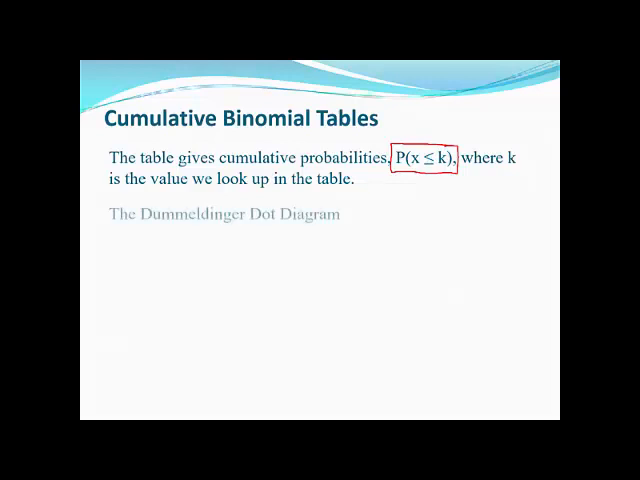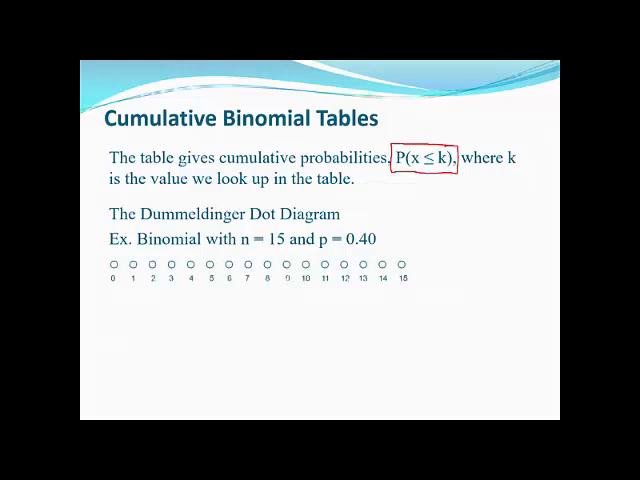Well, I'm going to suggest we do something called the Dummeldinger dot diagram. And you might be thinking, what the heck is that? Well, let's look at an example. Let's say we have a binomial, and I'll identify n and p. n is 15, p is 0.4. And now what I'm going to do here is draw dots. Typically I just draw dots, but I drew circles. And I drew 16 circles.